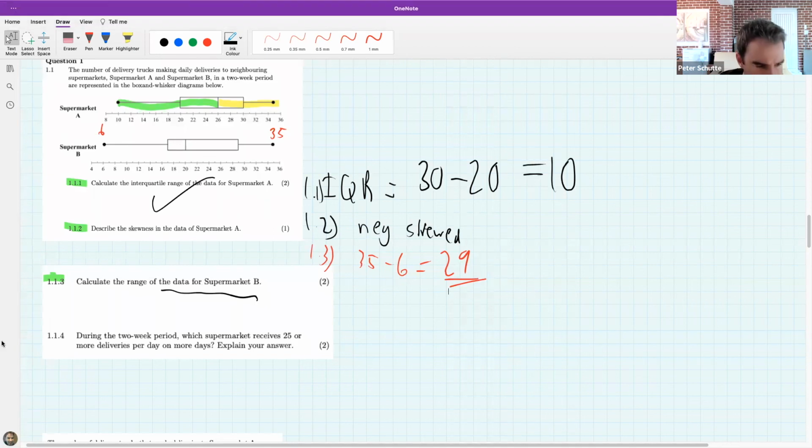Okay, last one. During the 2-week period, which supermarket receives 25 or more deliveries per day on more days? Explain your answer. So this whole story was about deliveries and how many deliveries in a 2-week period. So how many deliveries are made? Which one do you think it is, and how would you explain it?